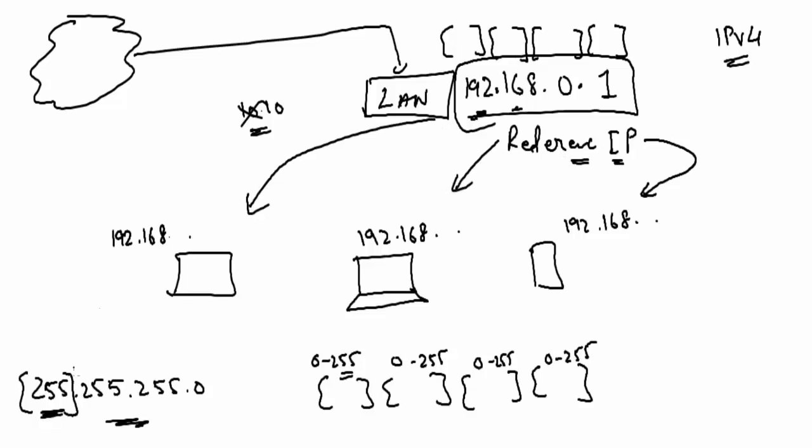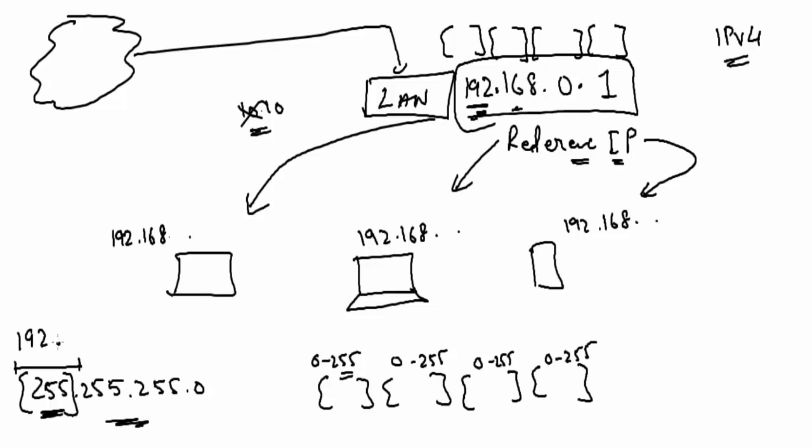So how is it applied? When your subnet mask says 255, it means the first part of the IP address is frozen and will remain the same for all the devices. So the subnet mask says 255, so the first part of the router or the reference IP will remain the same for all the devices.